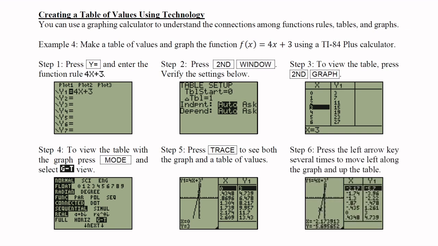Finally, press the left arrow key several times to move left along the graph and up the table. And as you move left and right, you'll see the x and y coordinates change as you trace across the graph, so you can make estimates using your graphing calculator. You'll see the x values and the corresponding y values.